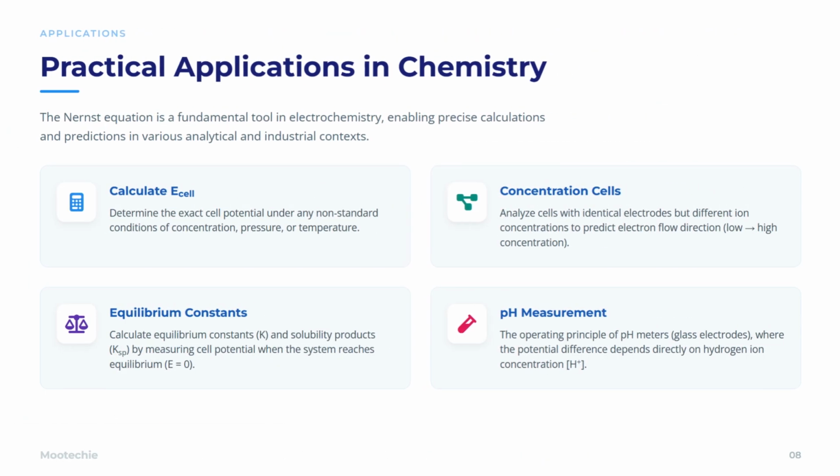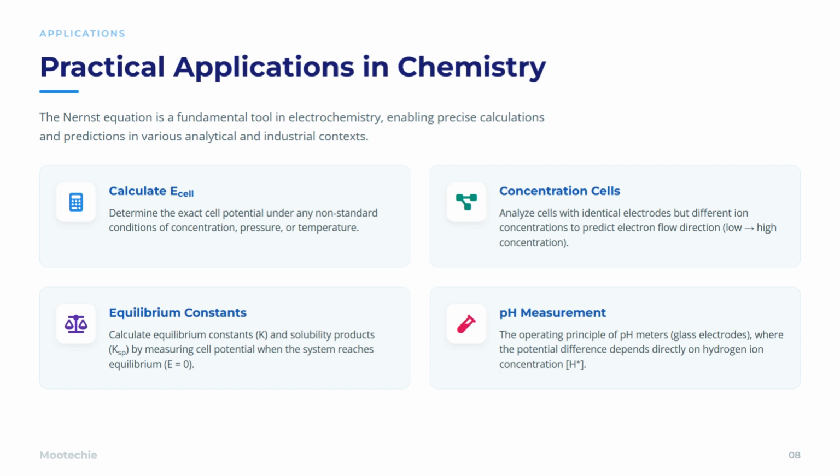This slide highlights practical applications in chemistry. The Nernst equation is a fundamental tool that enables precise calculations in many areas. We can calculate cell potential to determine the exact potential under any non-standard condition. We can find equilibrium constants like K or the solubility product KSP by measuring the cell potential when the system is at equilibrium and E equals 0.